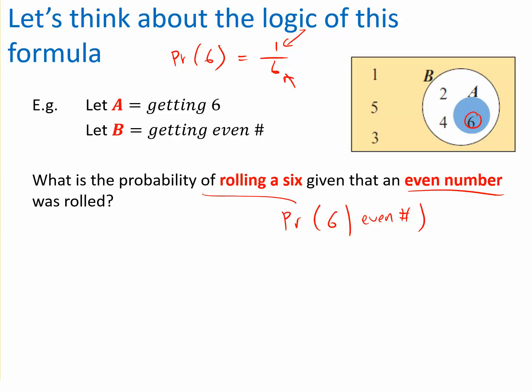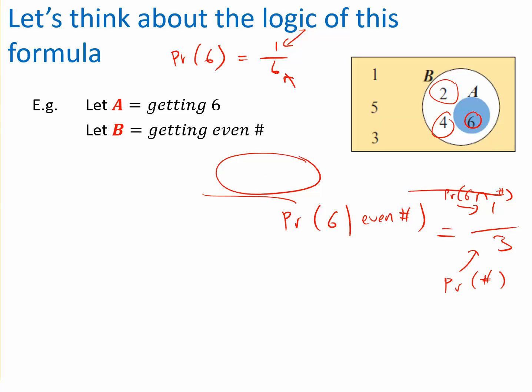Well, logically, if you knew you got an even number, you either have a 2, 4, or 6. So your sample space now becomes 3 options. You either have a 2, 4, or 6. And I'm asking you, what's the chances of you getting a 6? Well, out of those 3 numbers, there's only one of them. That's why your sample space changes to 1 out of 3. Now this is exactly the same as saying, what's the chances of you getting a 6 and it being an even number, divided by the probability of getting an even number.